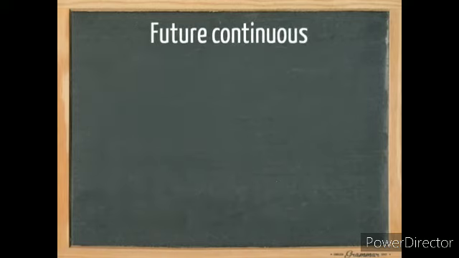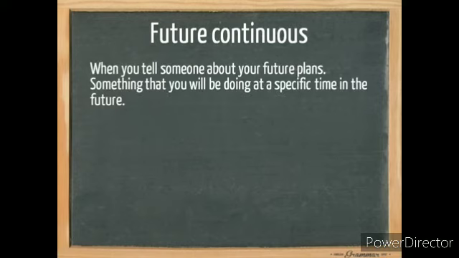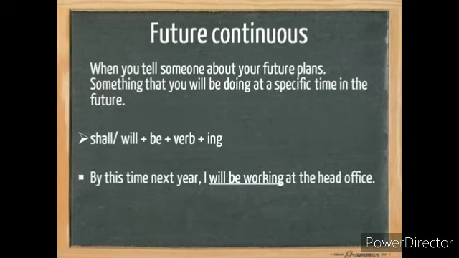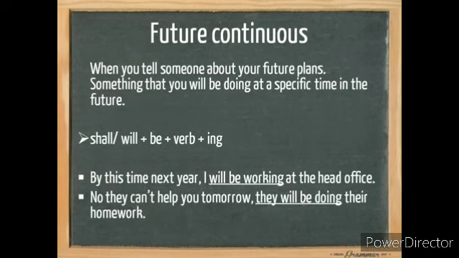A final form is the future continuous, and this is quite a tricky one. We use the future continuous when you tell someone about your future plans, something that you will be doing at a specific time in the future. We use shall and will. We use the infinitive of the verb to be, or the base form of the verb to be. We use the base form of a regular verb and ing. For example, by this time next year, I will be working at the head office. And no, they can't help you tomorrow. They will be doing their homework.